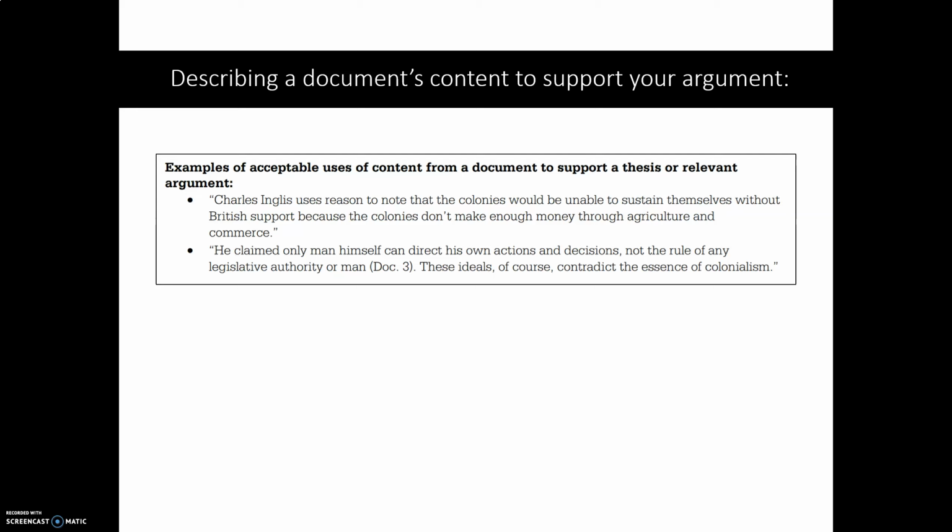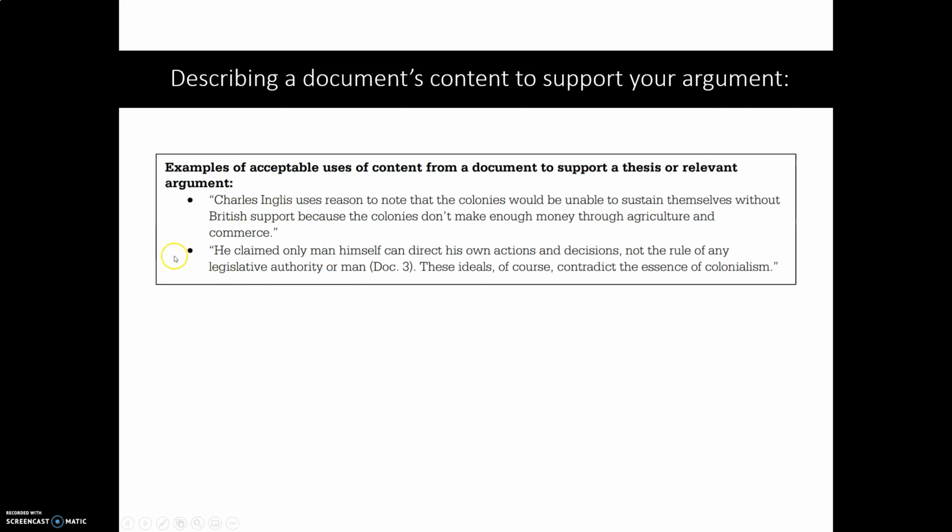Acceptable uses. Charles Inglis used reason to note that the colonies would be unable to sustain themselves without British support because the colonies don't make enough money through agriculture and commerce. That's great, right? This is what he was talking about, the lack of money that the colonies had, and he didn't know where the money was going to come from. That's what they've described, and that's how they're going to use this to support their argument. Now, obviously, we don't see the thesis because this is just one sentence of an entire essay, but I think we can infer this is relating back to their claim that they made.